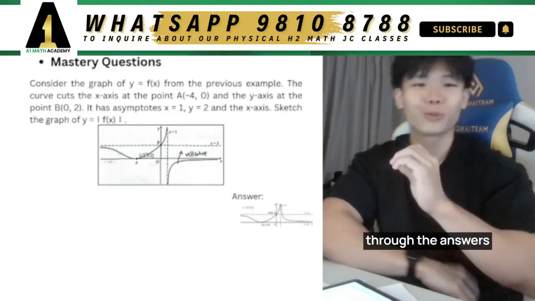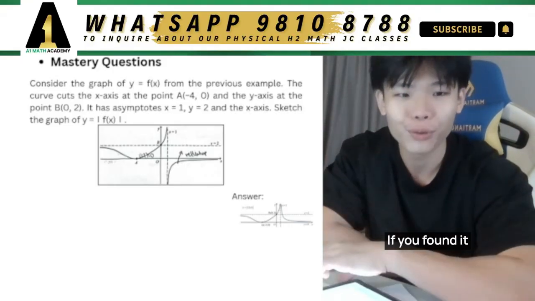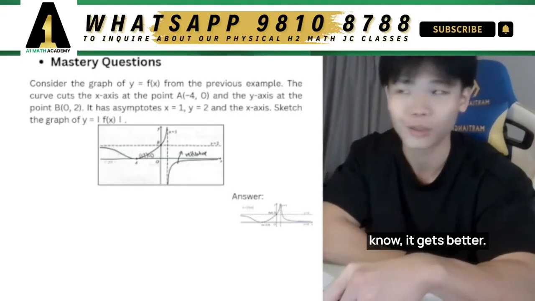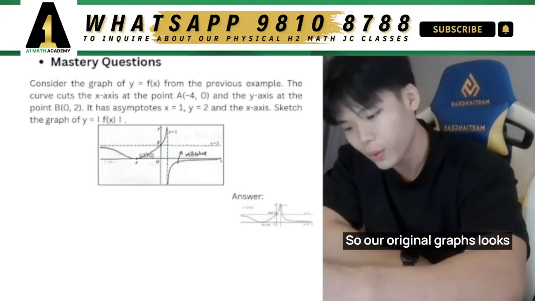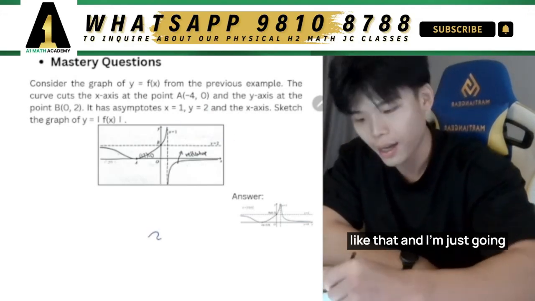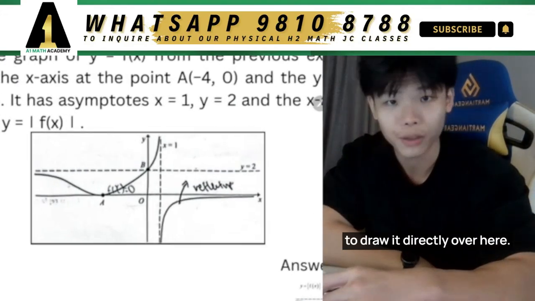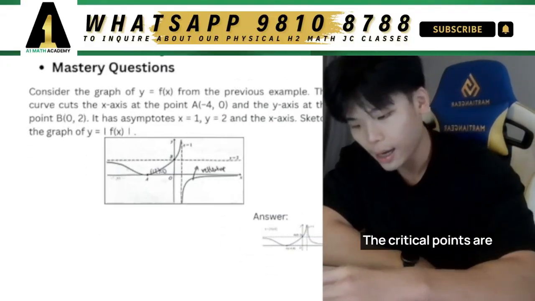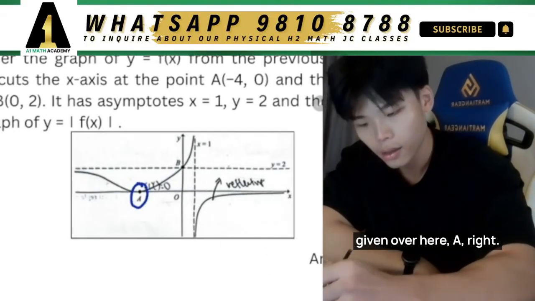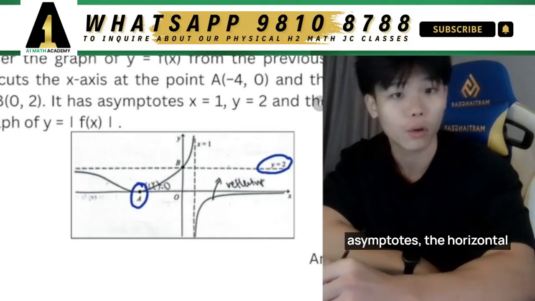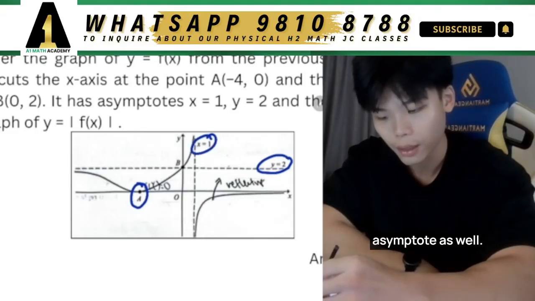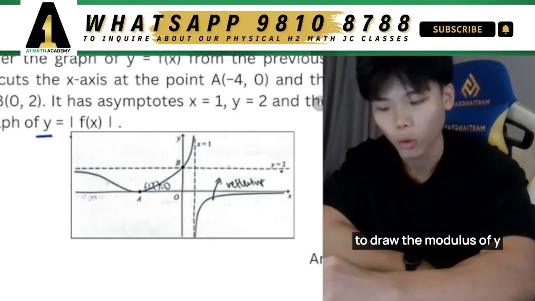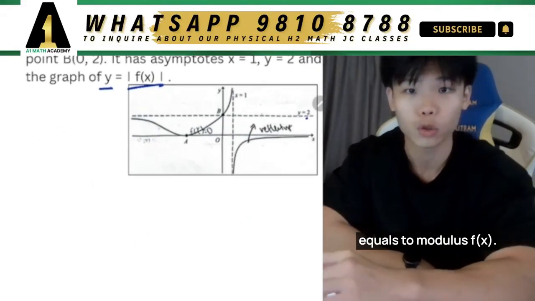All right, so let's go through the answers for this together. If you found it challenging, it's okay. The first few times it's going to be hard, but you know, it gets better. So our original graph looks like that. And I'm just going to draw it directly over here. Okay. And then we know that the critical points are given over here, A, right? We are given the asymptotes, the horizontal asymptote, the vertical asymptote as well. So we are now required to draw y equals modulus of f(x).